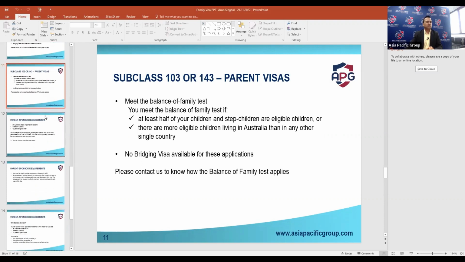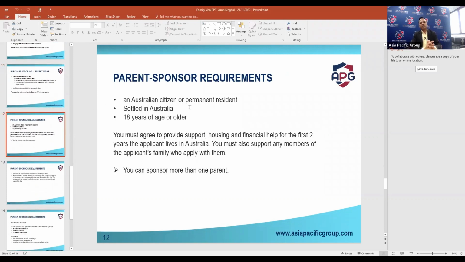Okay. So, parent sponsorship requirements. The person who wants to sponsor their parents must be an Australian citizen or permanent resident, and must be settled in Australia. So they must be living and working in Australia for at least 2 years. That's what settled means. And they must be at least 18 years of age. If they are not 18, then someone else can also sponsor them.